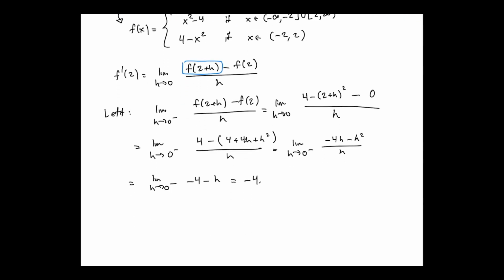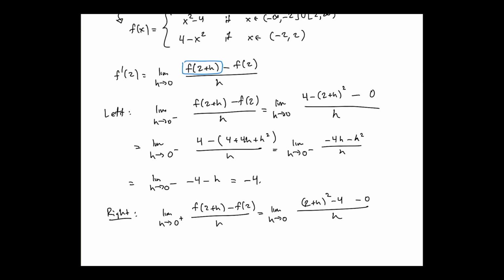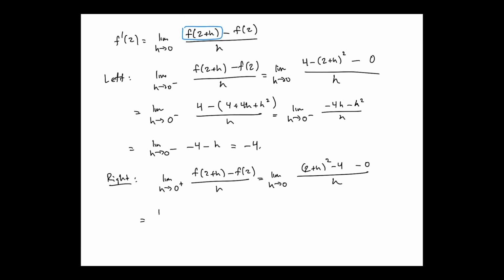Okay, now, I just did the left-handed limit, and I got minus 4. Great. What do we need to do next? The right-handed limit. Okay, and so here I need to compute the same definition, except who's in charge this time? Yeah, the other version. So it'll be 2 plus h squared minus 4 minus 0 all over h. And now we just need to do the same thing.